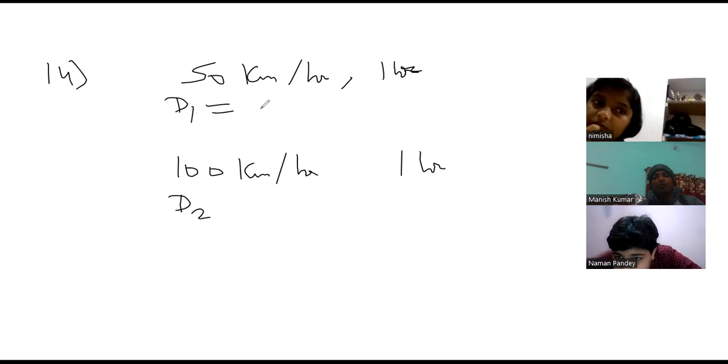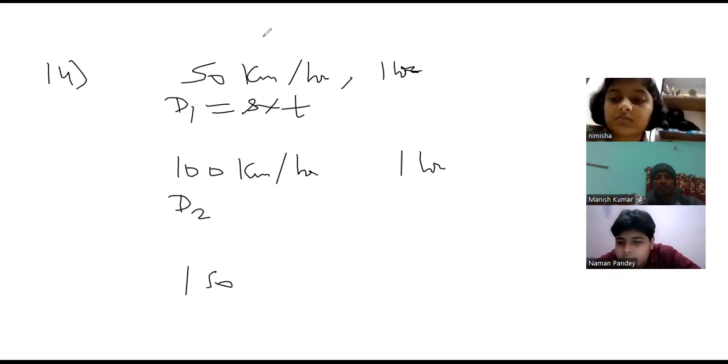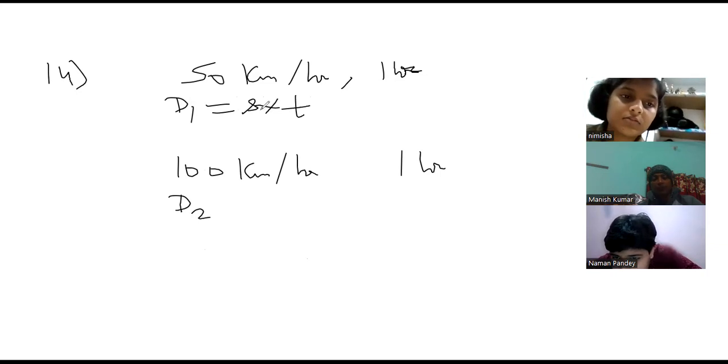And we wrote here distance equals speed into time. We can't say or write directly 150 and that is our answer. We can't write it like that. We write 50 into 1, 100 into 1, then we will get 150. So these formulas you have to write. You can't say that it was easy, so you just wrote the answer directly, isn't it? Okay, sir.